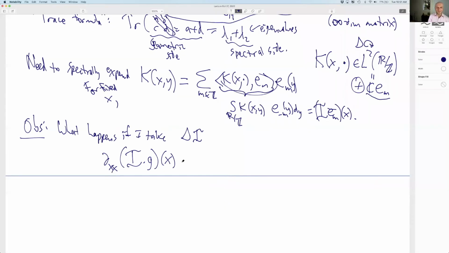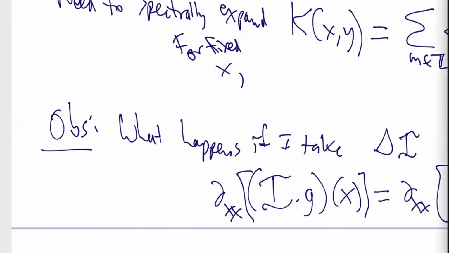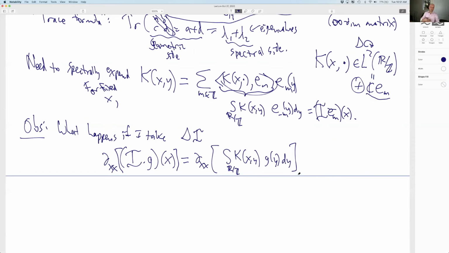So let's see if we can work this out. Well, by definition, this is two derivatives in x of the integral over R mod Z of K(x,y) g(y) dy. Right? So far, so good. This is a nice space. There's no problem bringing this differential operator inside where it hits K. So this is equal to the integral over R mod Z of two derivatives in x of K(x,y) g(y) dy. That's the only place where x appears.